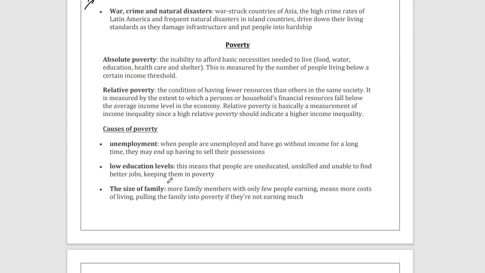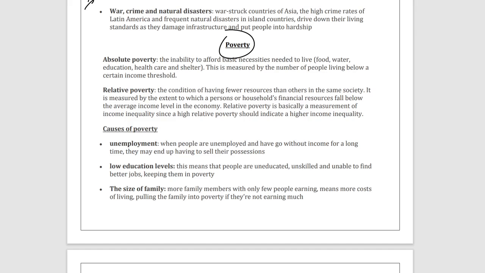So we have two types. But first of all, what is poverty? Poverty is the lack of ability to afford basic necessities. That is called poverty. When you cannot afford the basic necessities, or you don't have the ability to afford these necessities, that is what we call poverty.